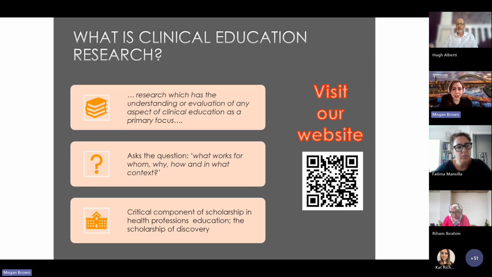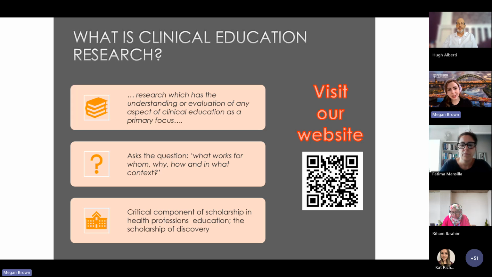So as you'll see on the slide, we've got our website there. That's a QR code that hopefully, fingers crossed, if I've set it up correctly, will take you to the incubator website where we have more detail and information on what we mean by clinical education research, different types. There's lots more resources on the website that I'd encourage you to check out, but that's a really good way to get started.